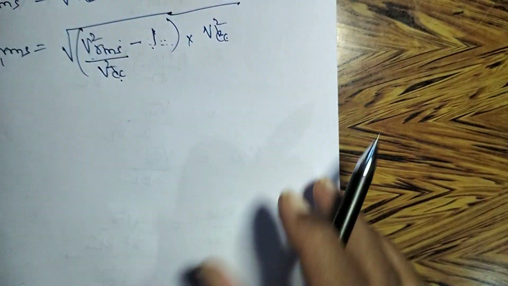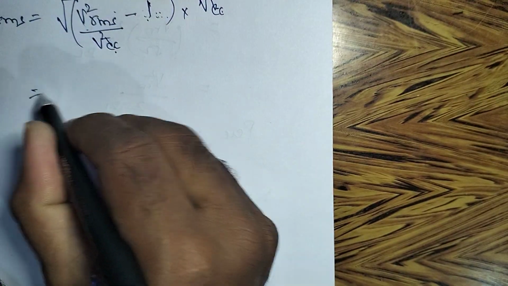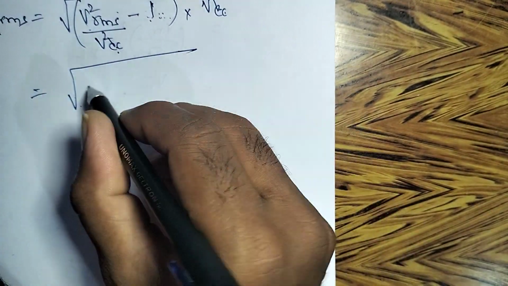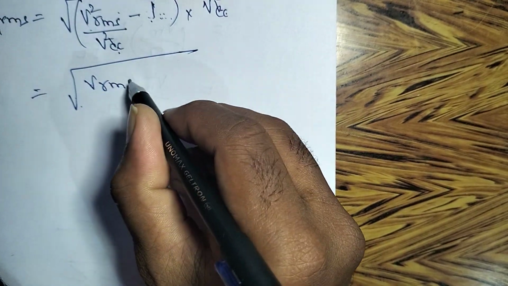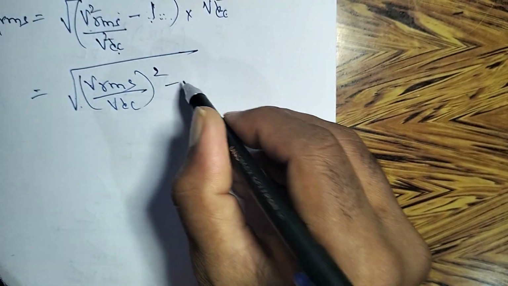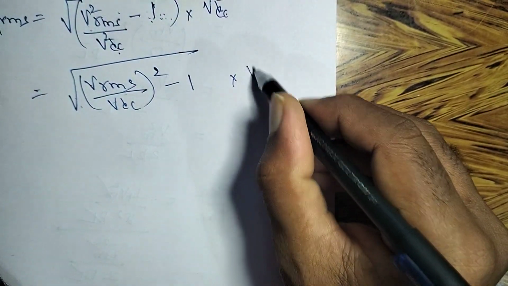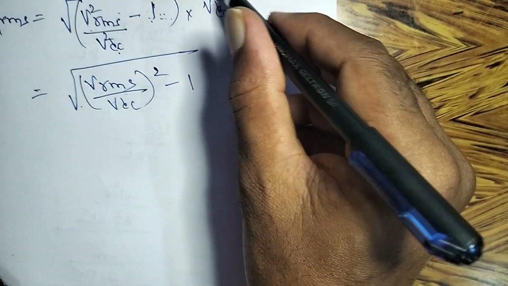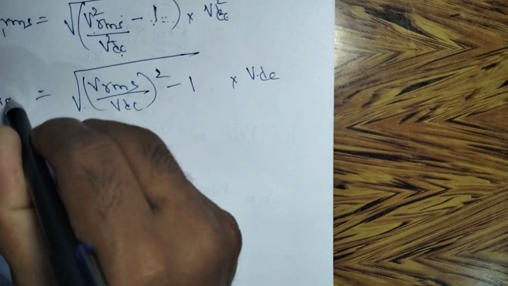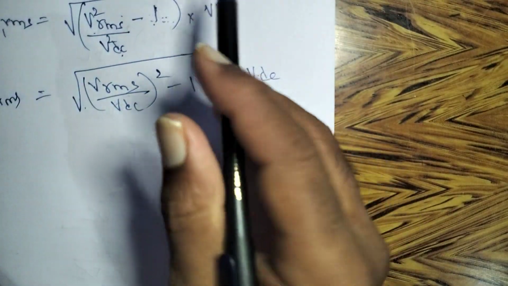Now if you take it outside, we get VRMS divided by VDC whole square minus 1, into VDC. So the VDC square root gets cancelled. That is the expression for VR RMS.